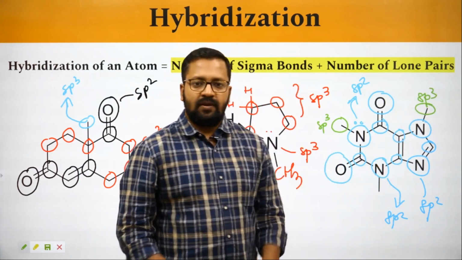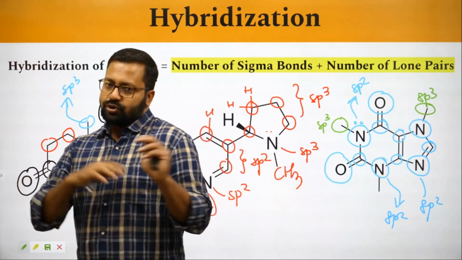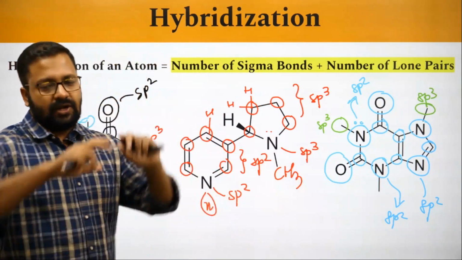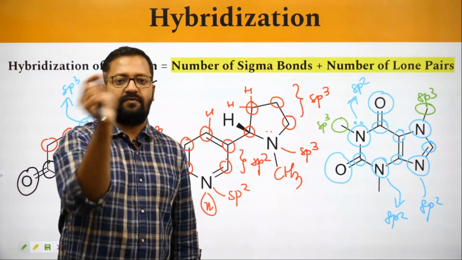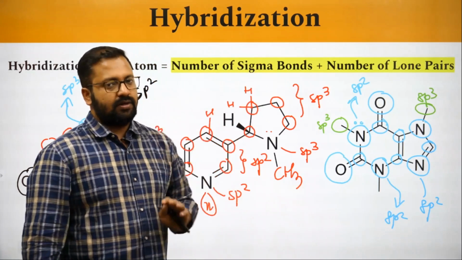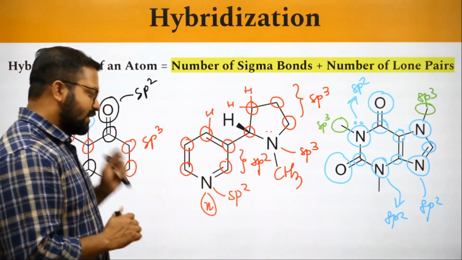Very simple concept, very easy to understand. In most cases you can easily work it out. Take a very large complicated molecule and try to identify the hybridization of each and every atom by following this method. Okay, let's move on to the next concept.